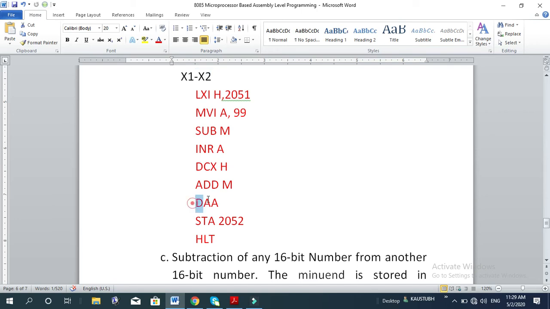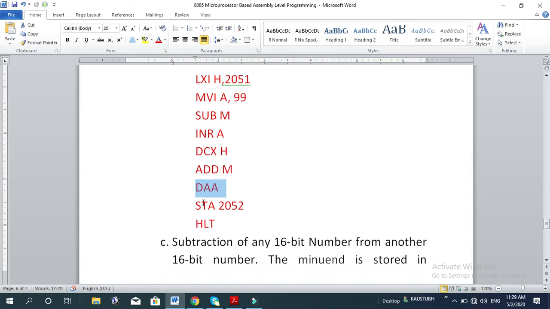Then I simply use this DAA, because as I mentioned this DAA instruction is applicable only immediately after the addition instruction, not for the subtraction or any other instruction. So therefore I use this DAA. So this DAA will make the result decimal, and finally I have stored it.